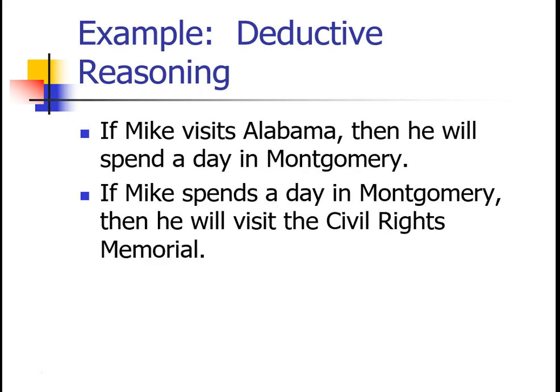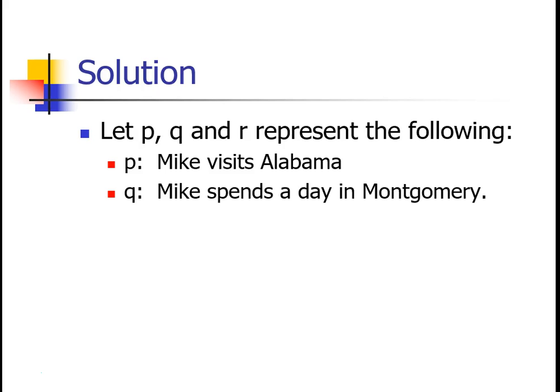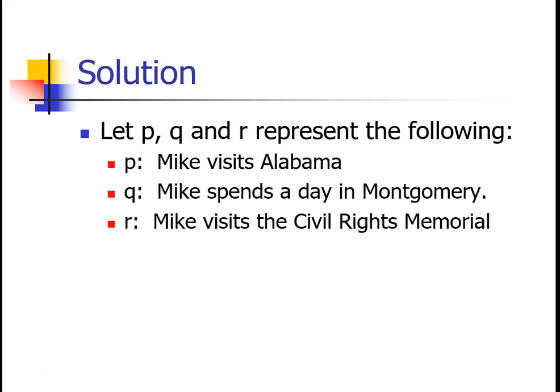Now let's see how this works. Let's let the following clauses represent P, Q, and R. The hypothesis of the first statement is Mike visits Alabama. The conclusion of the first statement, Mike spends a day in Montgomery. But that is also the hypothesis of the second statement. And the conclusion of the second statement is Mike visits the Civil Rights Memorial.